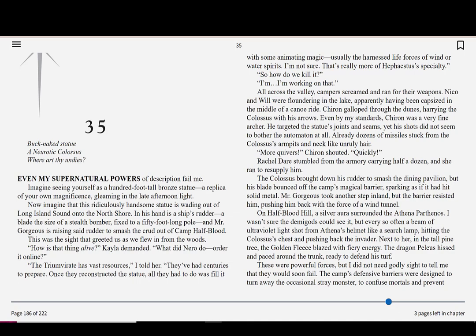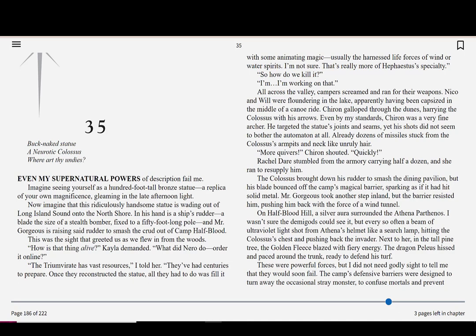This was the sight that greeted us as we flew in from the woods. How is that thing alive? Kayla demanded. What did Nero do? Order it online? The Triumvirate has vast resources, I told her. They've had centuries to prepare. Once they'd reconstructed the statue, all they had to do was fill it with some animating magic, usually the harnessed life force of wind or water spirits. I'm not sure. That's really more of Hephaestus's specialty. So how do we kill it? I'm working on that.